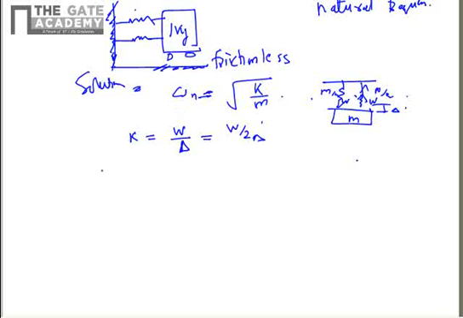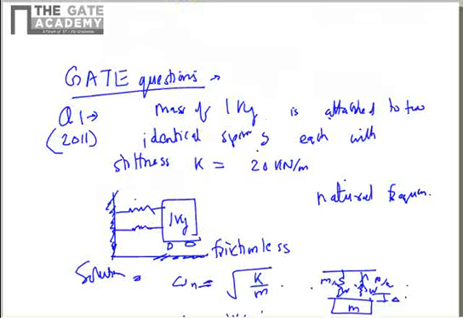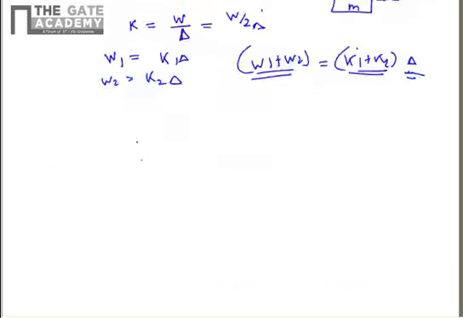For the same deflection, you will have force W1 equal to K1 delta and W2 equal to K2 delta, and hence the net force, if you do a summation, W1 plus W2 equals K1 plus K2 times delta. So the springs are just added, because this is the net force and this is the net deflection, so the spring constant is just added. So here we have 20 kilonewton per meter.